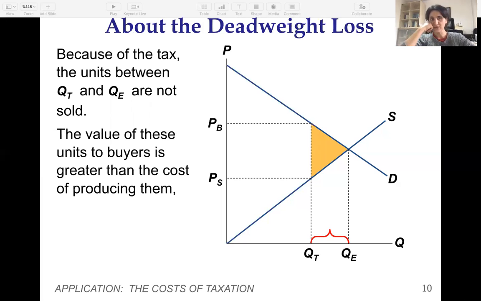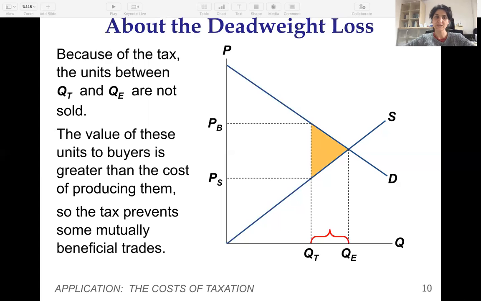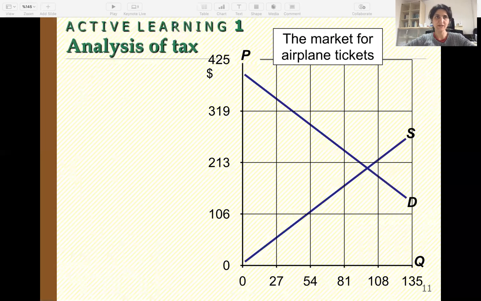So the value of these units to buyers is greater than the cost of producing them. So the tax prevents some mutually beneficial trades. The sellers and buyers in this triangle couldn't trade, and this is decreasing the total surplus. Now this is the market for airplane tickets. Sorry, this graph is also shifted.